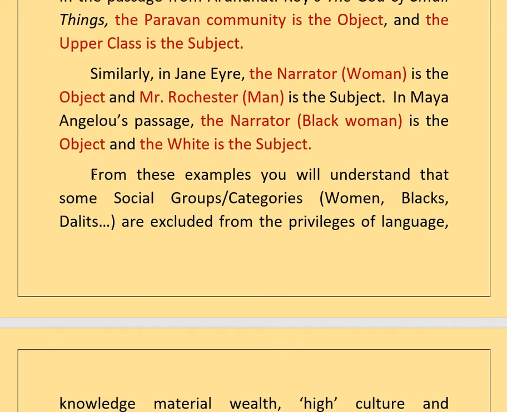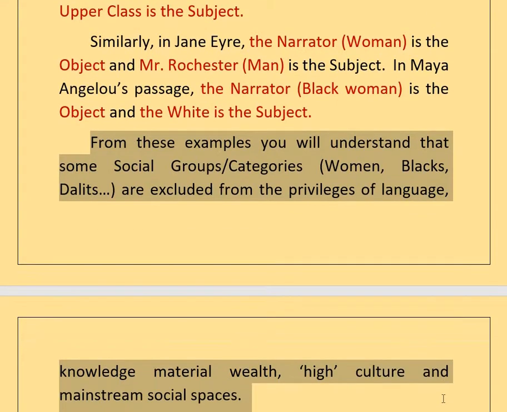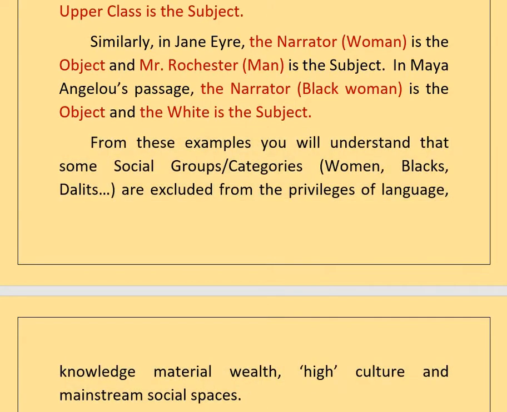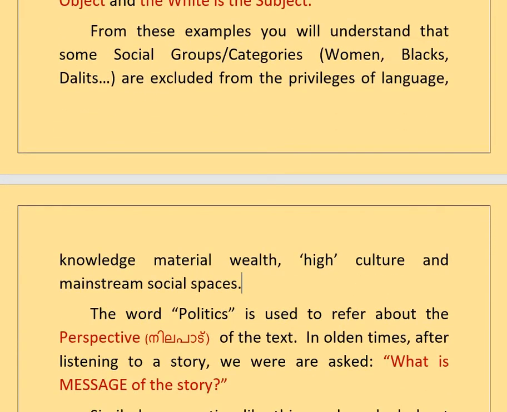From these examples, you will understand that some social groups, categories, communities, for example, women, blacks, Dalits, are excluded from the privileges of language, knowledge, material wealth, high culture, and mainstream social spaces. That is, a category of people are excluded, ignored from privileges.